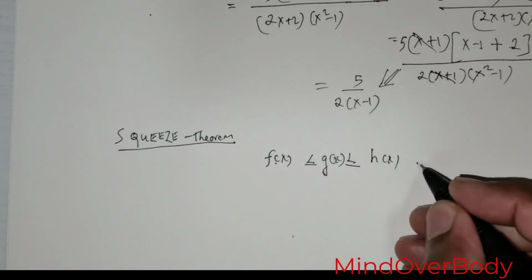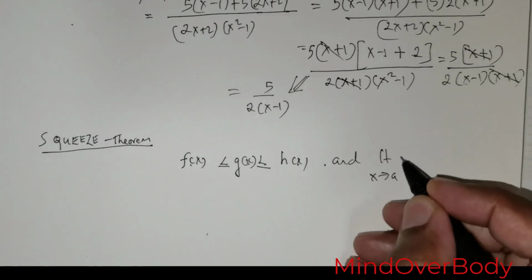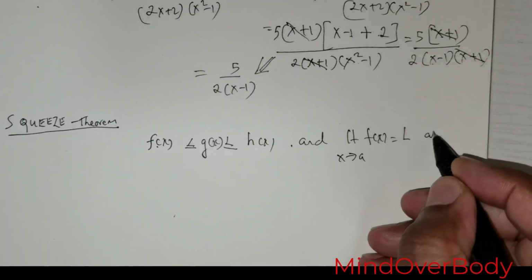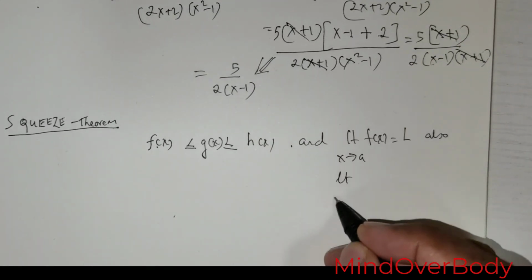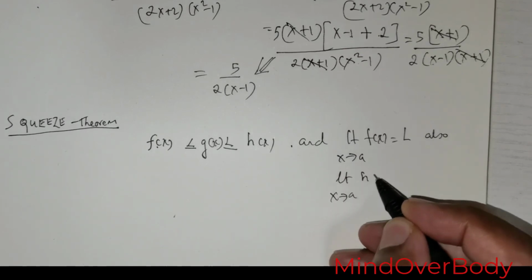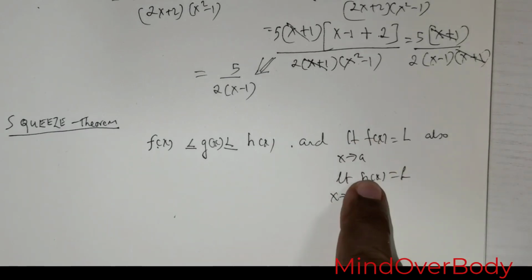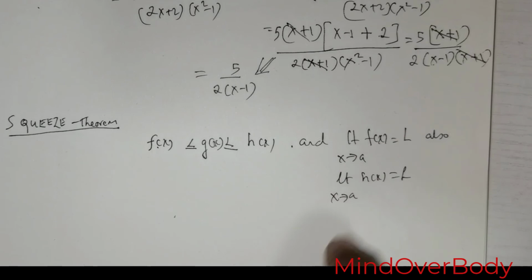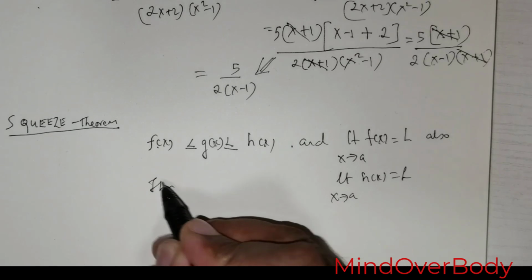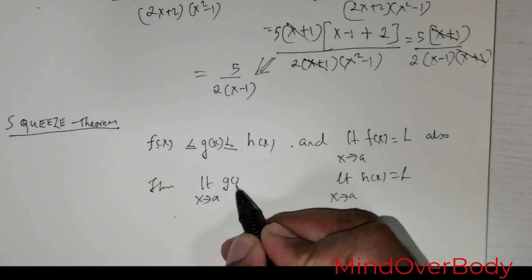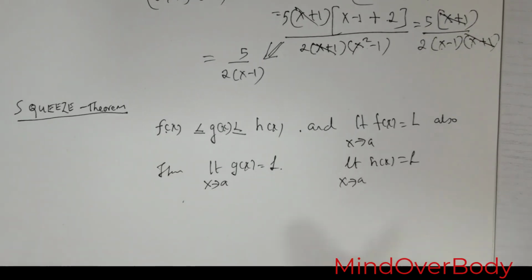Now it is given that as x tends to some point a, f(x) has a limit L, and also for the same x tending towards a, h(x) has a limit L. Now if these two conditions hold, in other words f(x) as x tends to a has a limit L and h(x) as x tends to a has a limit L, then by the squeeze theorem the limit as x tends to a of g(x) will also be equal to L, because g(x) lies between f(x) and h(x).